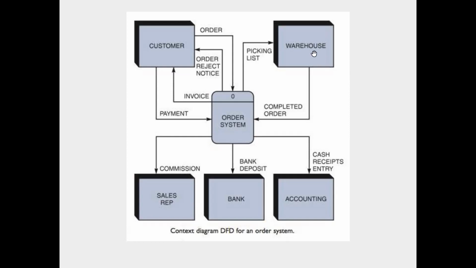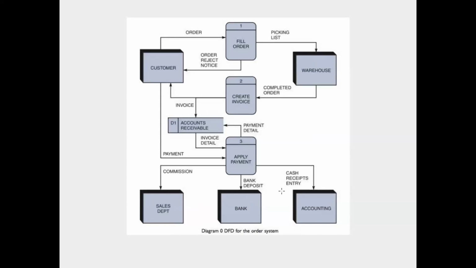And then see the interaction in the warehouse. So you send the picking list, whatever the ordered items, picking list. And then you will get the completed order. Now, once the customer makes the payment, it will be put in different places. A commission will go to the sales rep. The bank deposit will be in the bank, and a cash receipt entry will be recorded in the accounting. So that's how it should go. That is the context diagram.